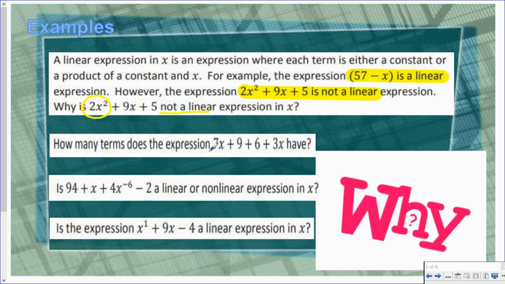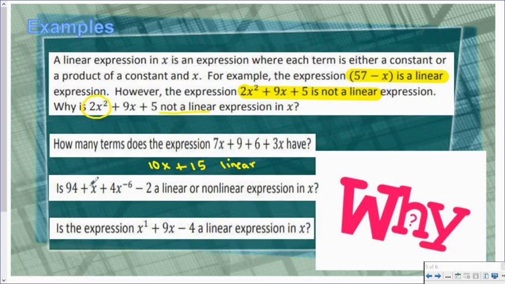How many terms does the expression 7x plus 9 plus 6 plus 3x have? Well, here's 1, 2, 3, and 4. So it has 4 terms. We want to go ahead and combine like terms. So I'm going to add my 7x and my 3x. That's going to give me 10x. And then plus, I have 9 plus 6, which would give me 15. So looking at my variable x, the exponent is raised to the first power, which is 1. So this one would be linear.